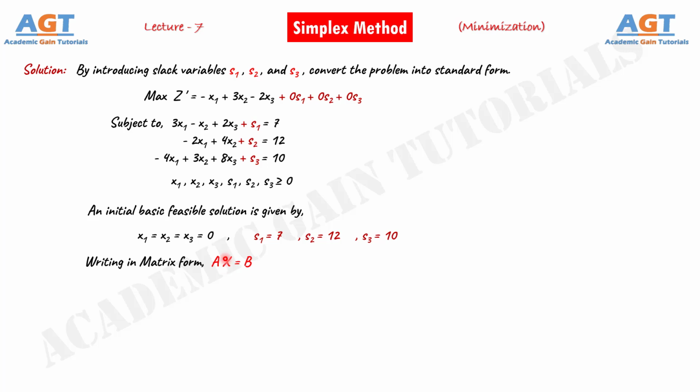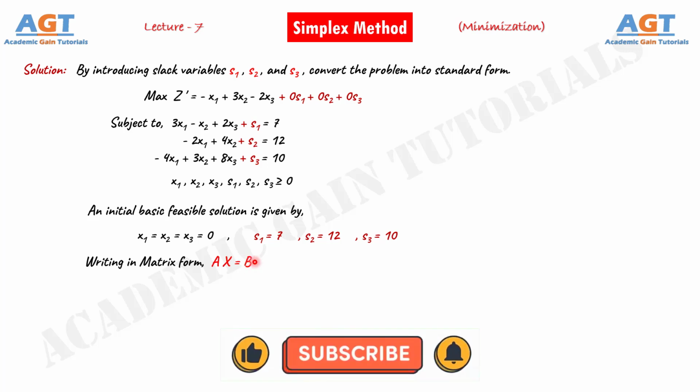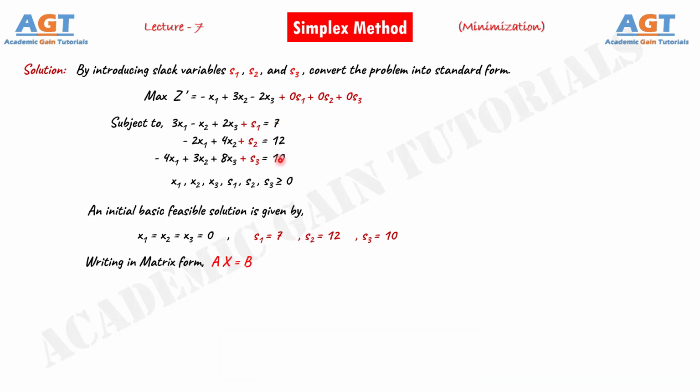Again, the letter X in the matrix form represents these 6 variables. And the letter B in the matrix form represents the values we have here in the right-hand side. So, let's write this standard form LPP into matrix form. In the headings, at first here we have written all the variables, x1, x2, x3, s1, s2, and s3.